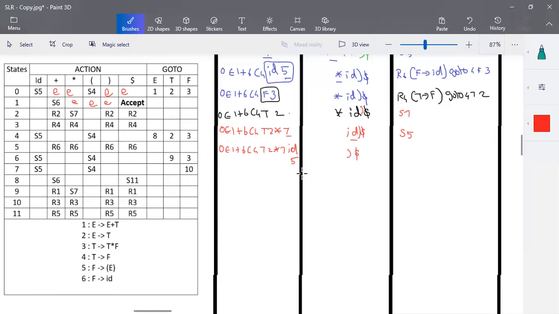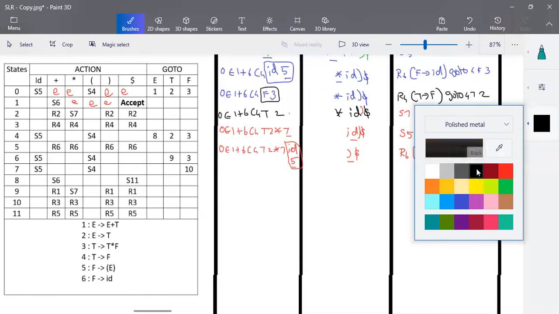So the next possible transition is 5 comma close bracket. 5 comma close bracket is R6. R6 actually means reduce with production number 6. What is production number 6 here? It is F tends to ID. So we have to pop out this portion, ID and 5, and instead of that, we'll be pushing this F into the stack.